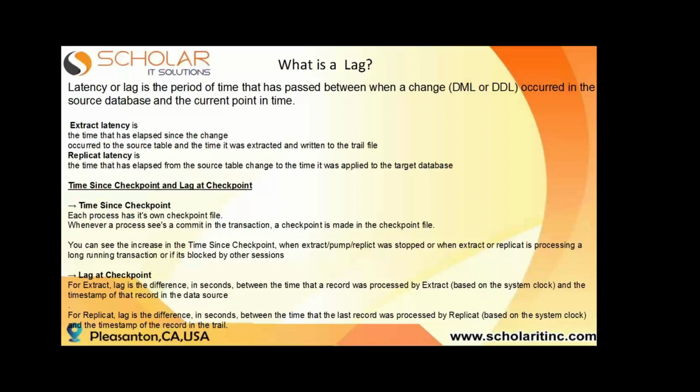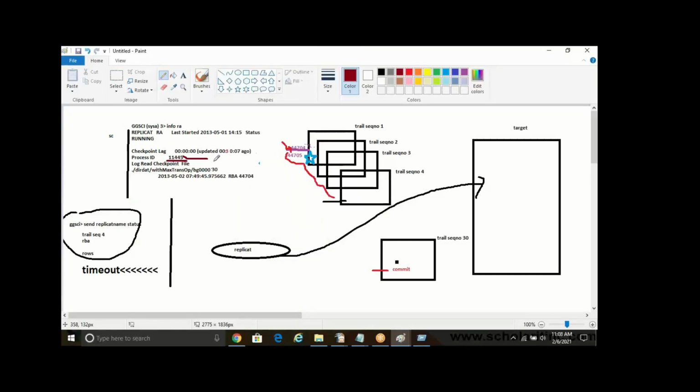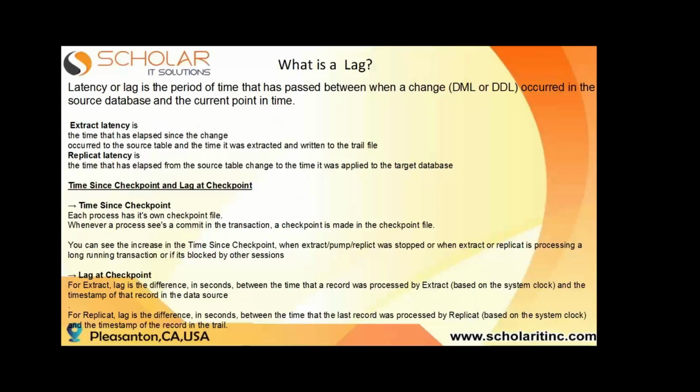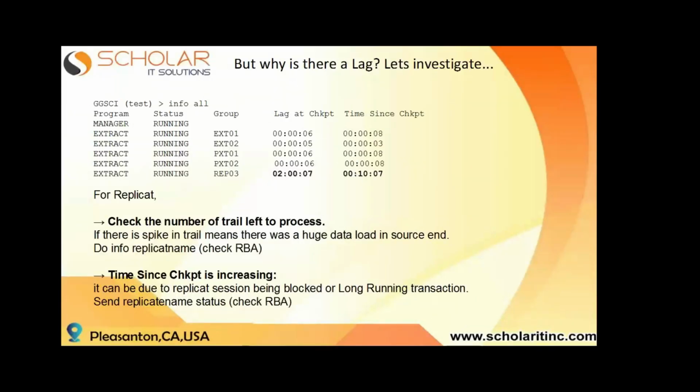So lag, in Boolean terms, I'll say if the record is inserted or committed in the source at 5 a.m. and to see that row in the target it took 10 minutes, it means that is the lag. Is that okay? Clear? Yes, sir. Thank you.